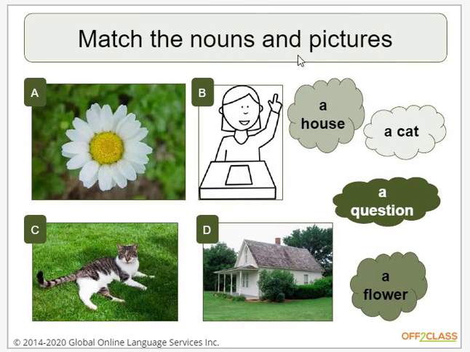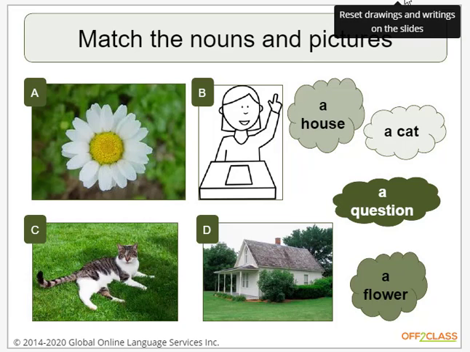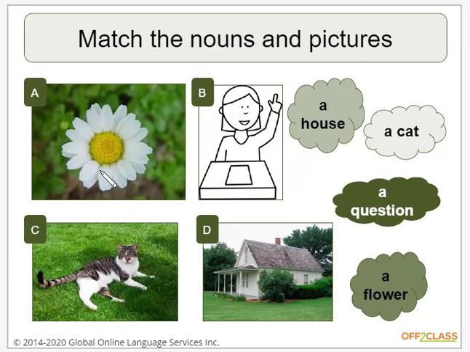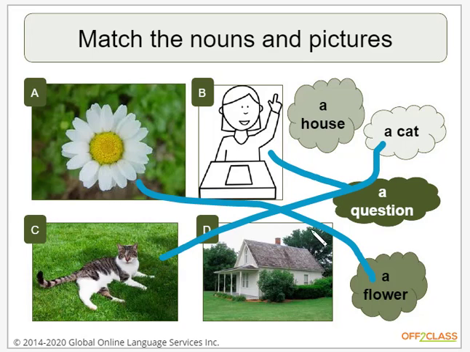So I want you to match the nouns with pictures, right? So this is a warm-up. This is going to be very simple. I'm not going to spend a lot of time on this. Like, what is this? This is a flower. What is this person doing? This person is asking a question. This person is a cat. This person is a house.